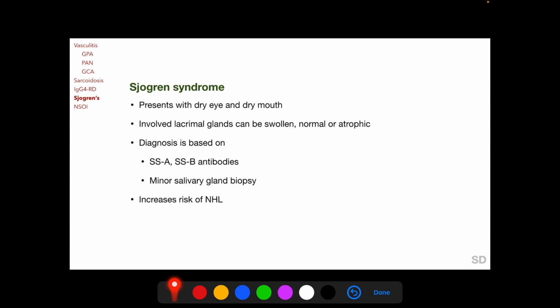Sjogren syndrome presents with dry eye and dry mouth, and orbital inflammation of Sjogren syndrome involves the lacrimal glands, and the involved lacrimal glands can be swollen, normal or atrophic. Diagnosis is based on serology, in which we find SSA and SSB or anti-Ro and anti-La antibodies, and minor salivary gland biopsy can also confirm the diagnosis. And patients with Sjogren syndrome have an increased risk of non-Hodgkin's lymphoma.